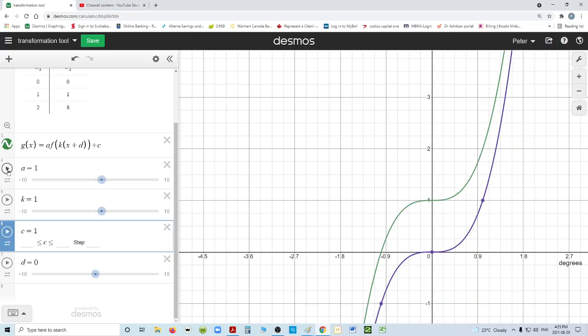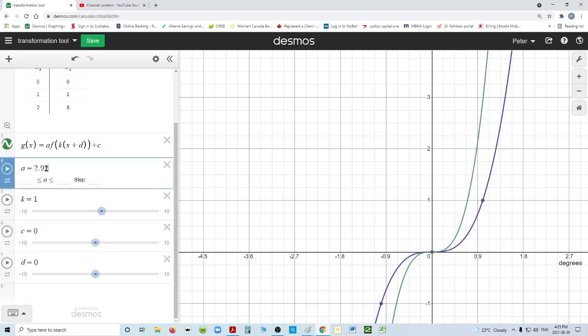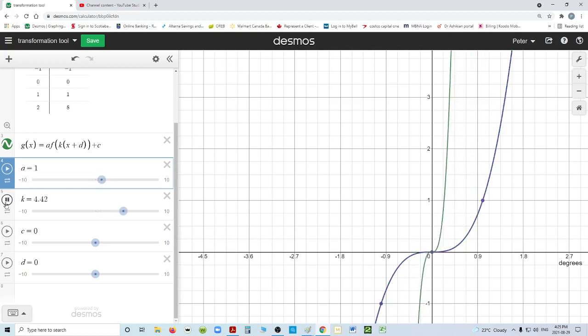Same with the a. If I hit play on the a, it's going to add a stretch to it. Well, this should have been 0 down here, so I'll just put in 0. So it's just stretching it over and over again, and when it hits a minus, it reflects in the x-axis. Okay, and then I'll just set it back to 1. And the same finally with the k values right there. As they increase, you're going to see a compression in the x-axis, and as they go negative, you're going to see a reflection in the y-axis.